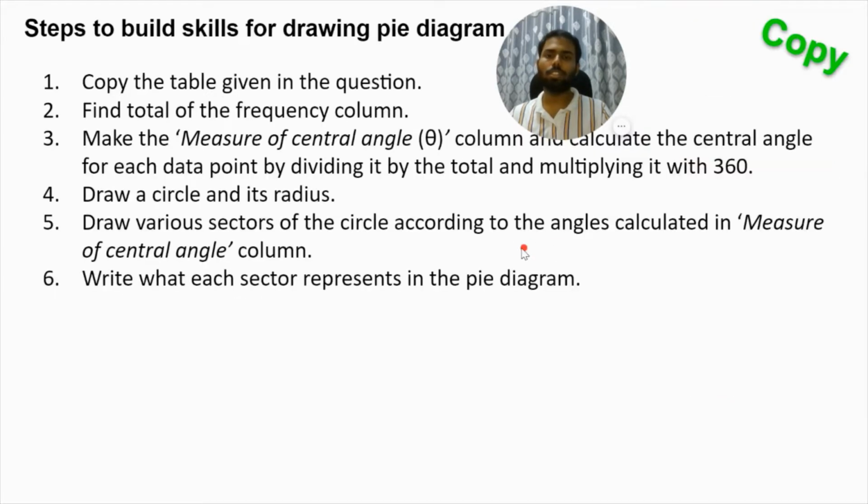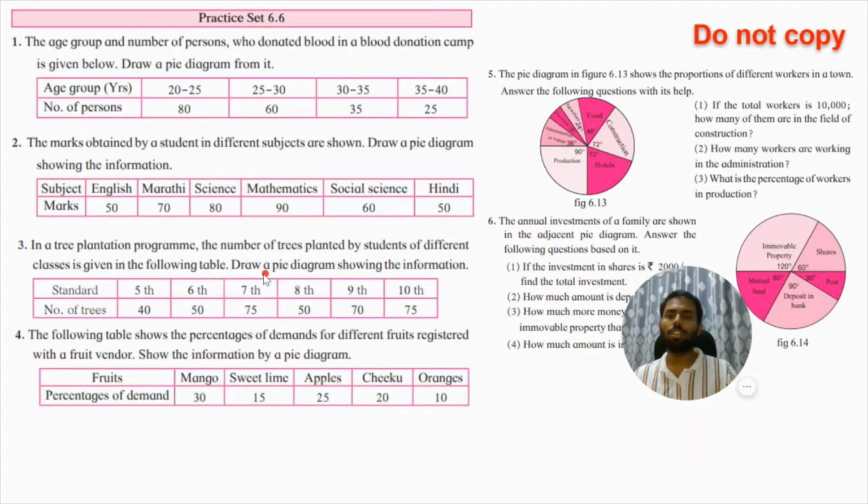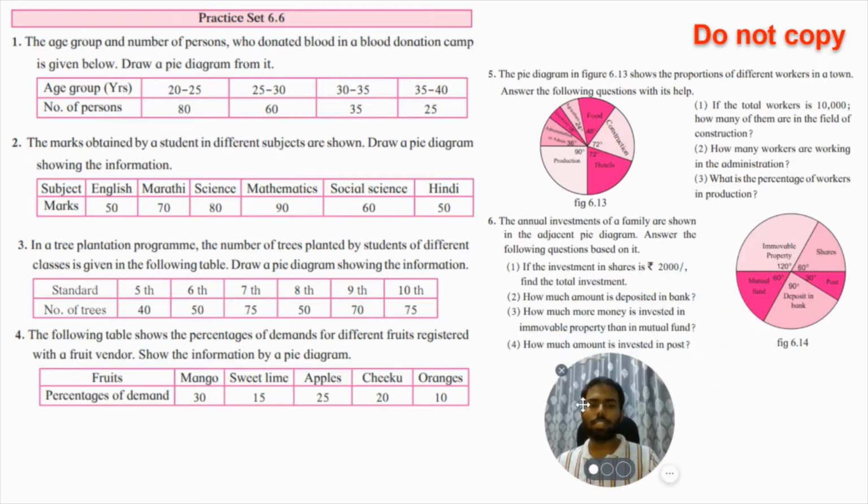So these are the steps to draw a pie diagram. Again, like always, I'm not going to explain any of these steps right now. For now, just copy all these steps in your notebooks and I will explain each and every step while solving a sum. So this is practice set 6.6.